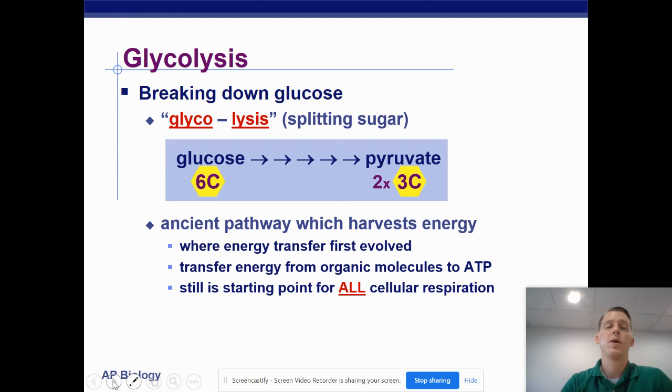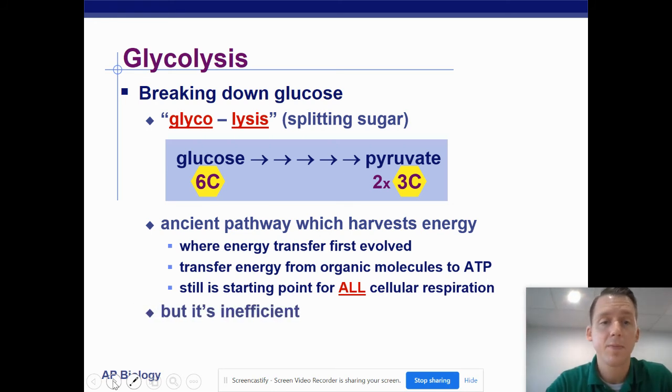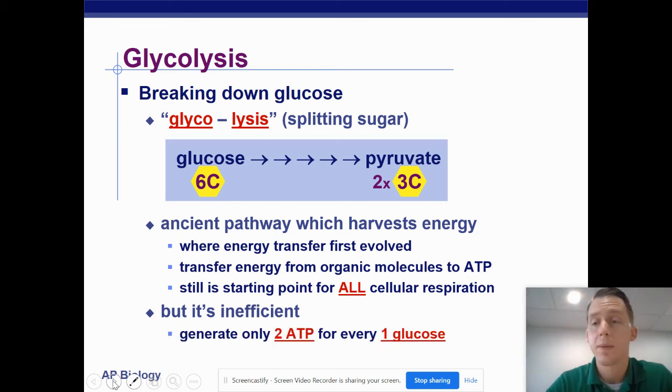This is the starting point for all cell respiration, regardless of what type of organism you are. However, it's inefficient. It's not great. It's not the best way we have, but it is the oldest way. Glycolysis only generates 2 ATP for every glucose, and that's not a lot. 2 ATP is not very much. We can actually do much better with some more efficient processes that evolved later.